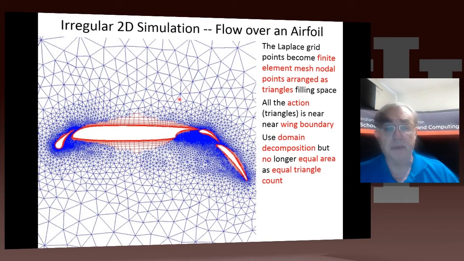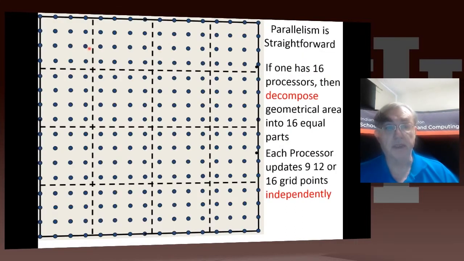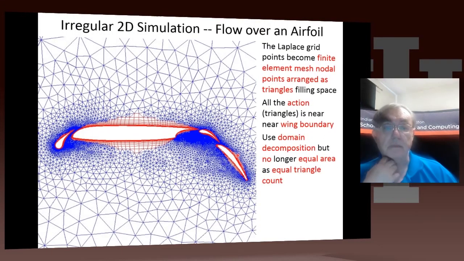Here's a more complex example. Here we have an airfoil, the wing of your favorite aircraft, and you need to try to solve this problem numerically. In the previous case, I had a very simple case where we have regular mesh points. Here we have the same type of issue with irregular mesh points. We have to have irregular mesh points because, if you know anything about computational fluid dynamics, all the functions are changing much more rapidly near the wing than they are far away from the wing.